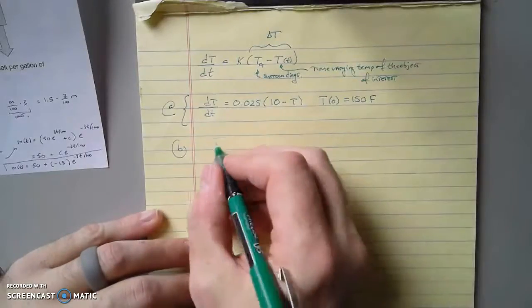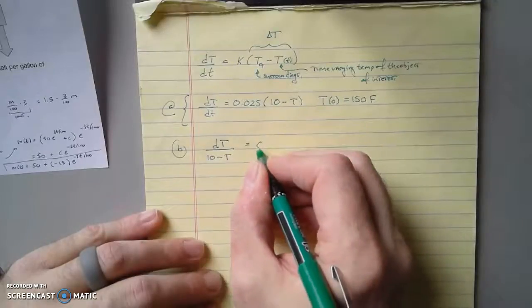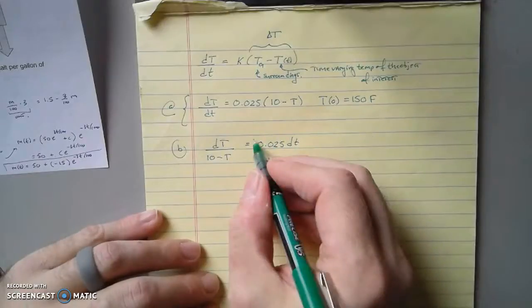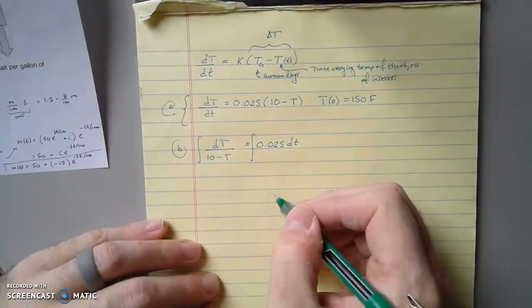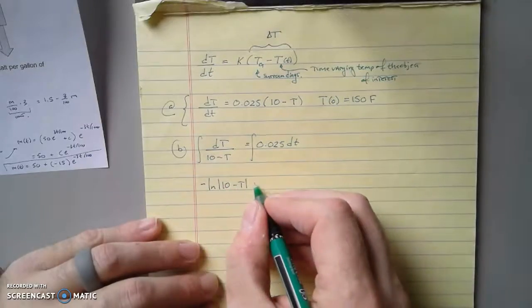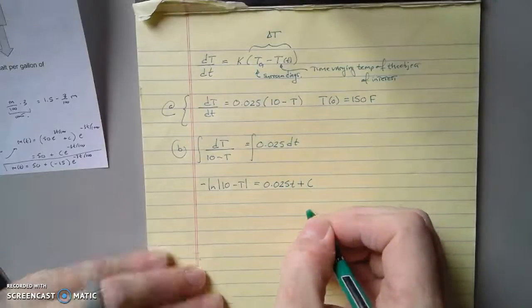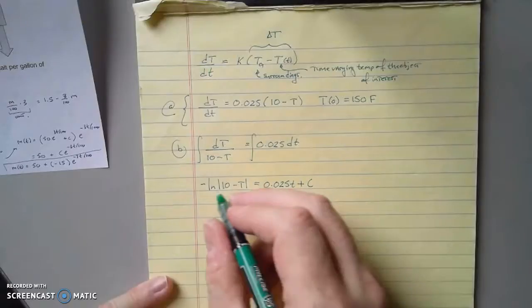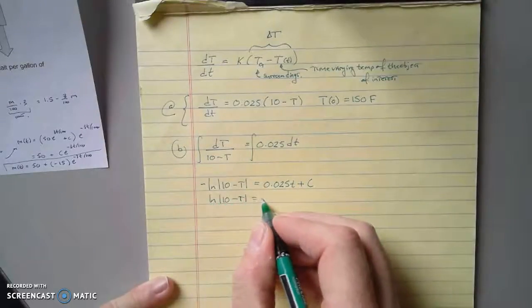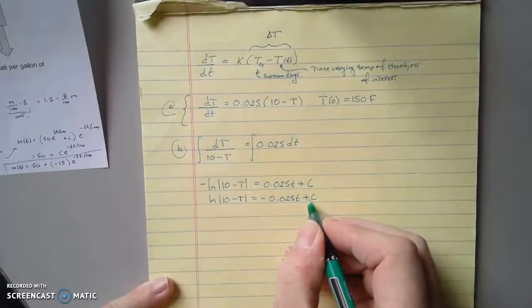For B, we're going to separate. So dT over 10 minus T equals 0.025 dt. Integrate. It's going to be minus ln, absolute value of 10 minus T, equals 0.025 t plus a constant. Multiply both sides by that minus sign. Notice I just kept it as plus c.